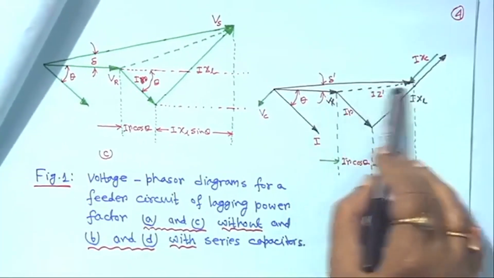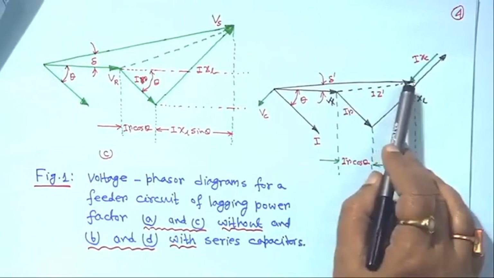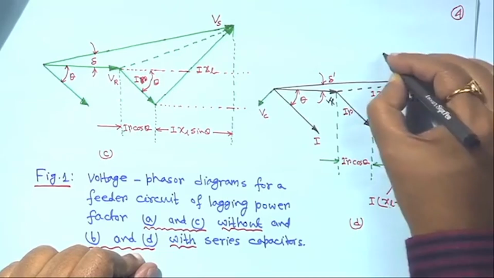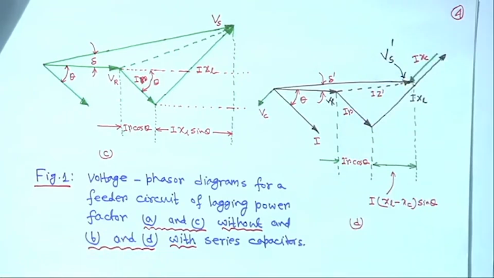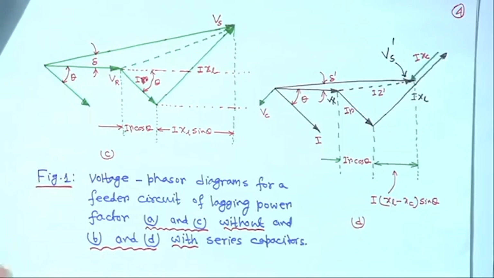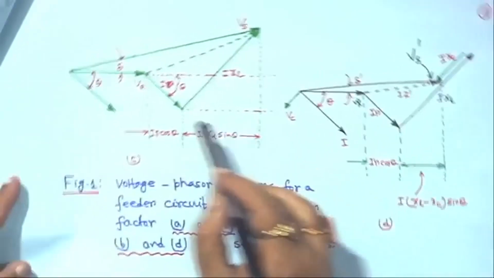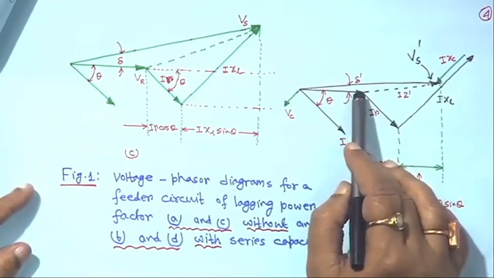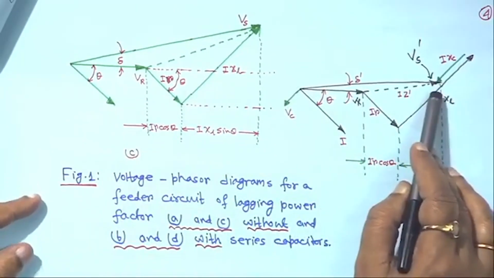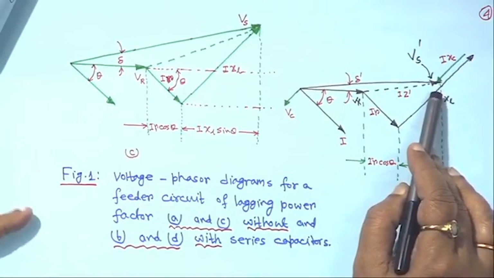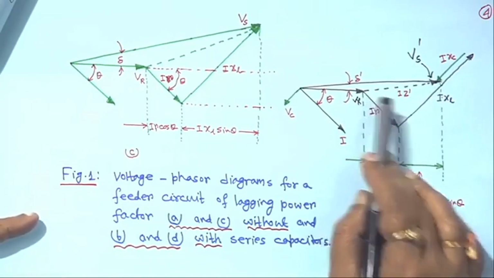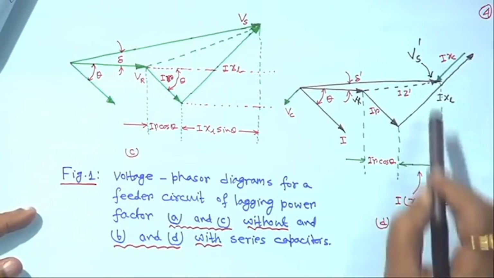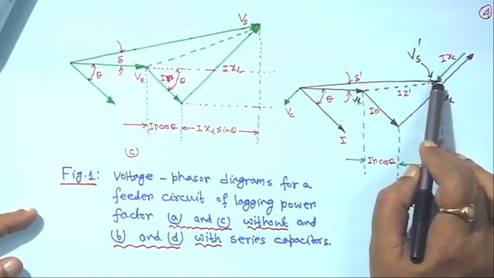And this voltage drop will be IZ dash, and this is the new value, say Vs dash, right. And this angle is delta dash. Earlier it was delta, now it is delta dash. With that you will find delta dash actually decreases, because Vs dash is equal to Vr plus Ir cos theta plus I(XL minus XC) sin theta. So, this is the new position of the Vs dash, right.